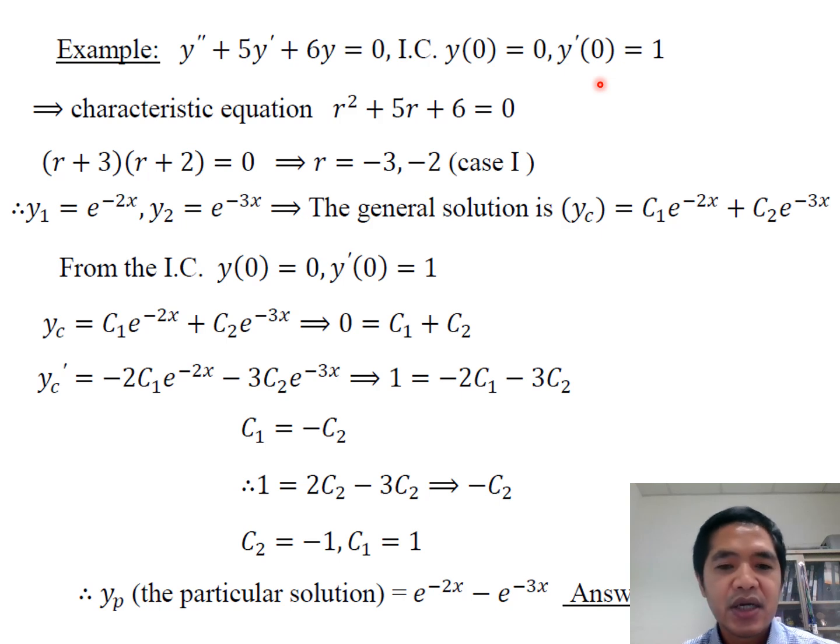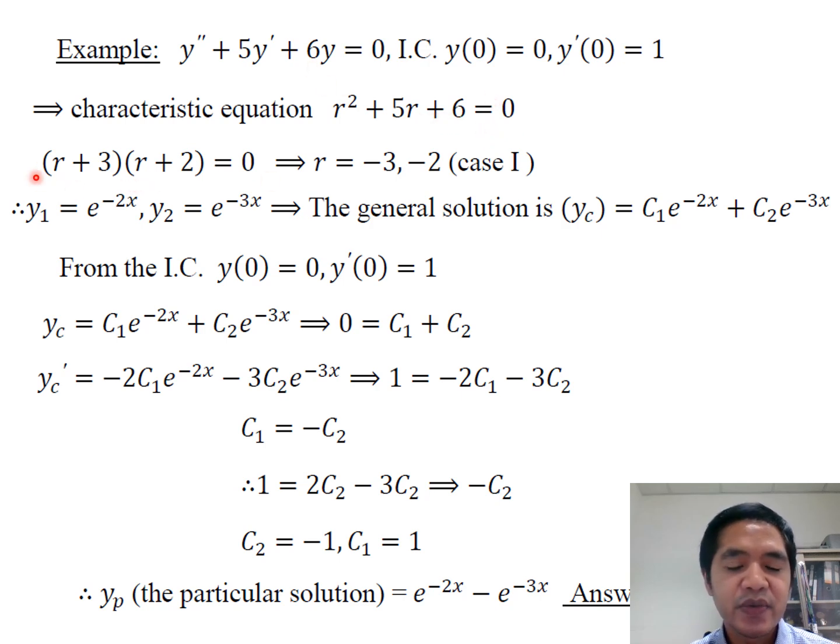To solve the problem, first we have to find the characteristic equation. Just look at this form: y double prime we think of as r squared, and y prime is r, and there's no r here, so it's just 1. So it's gonna be r squared plus 5r plus 6 equal to 0.